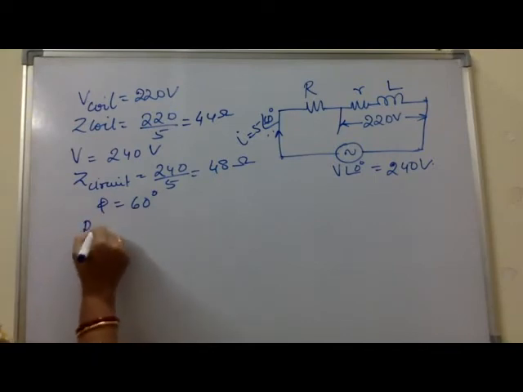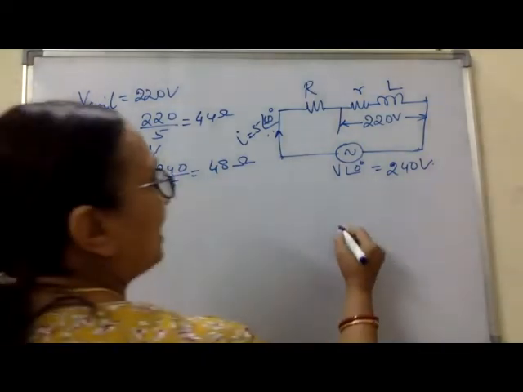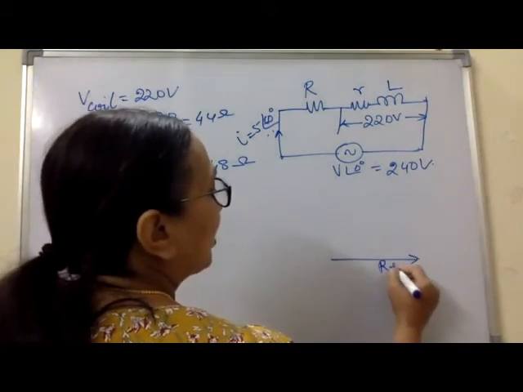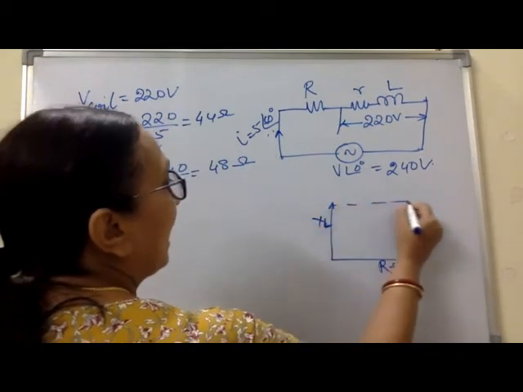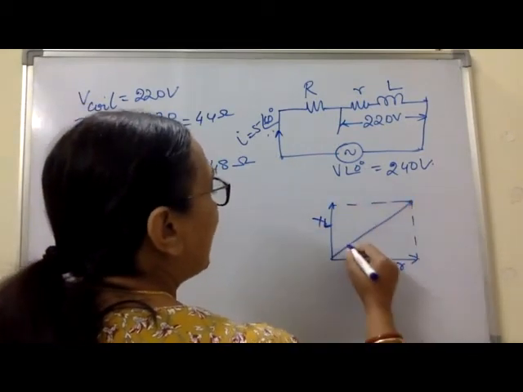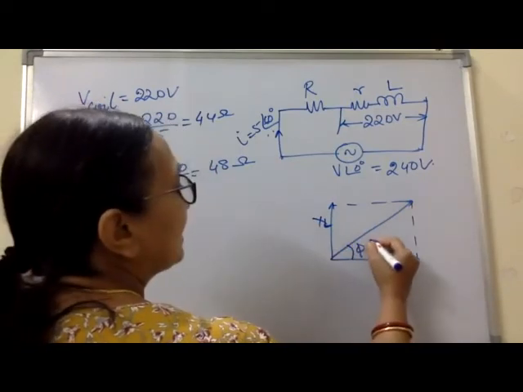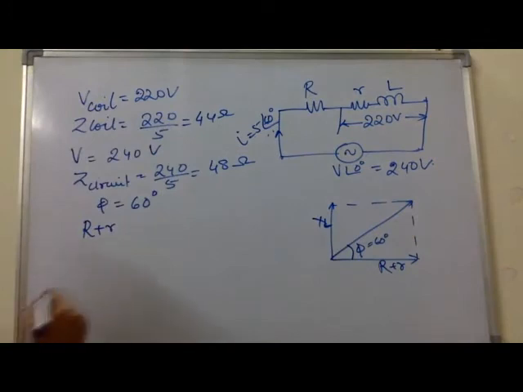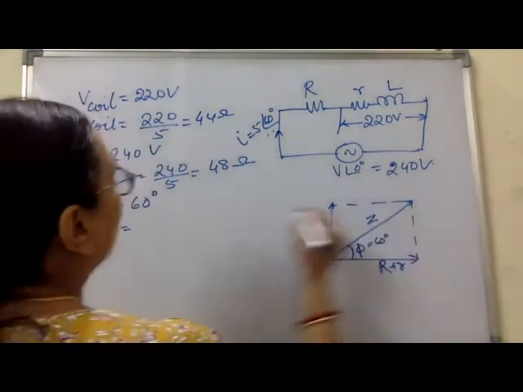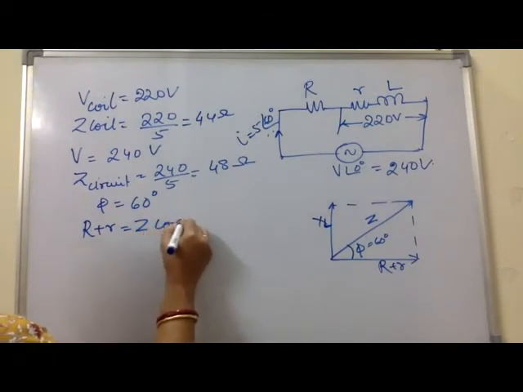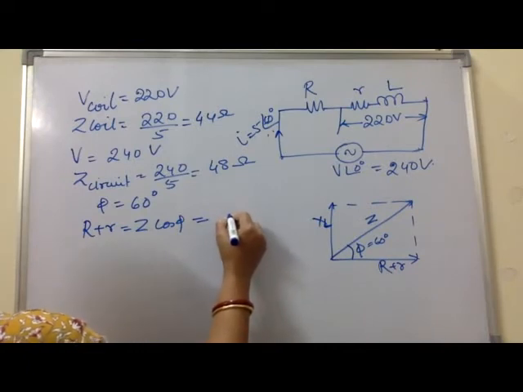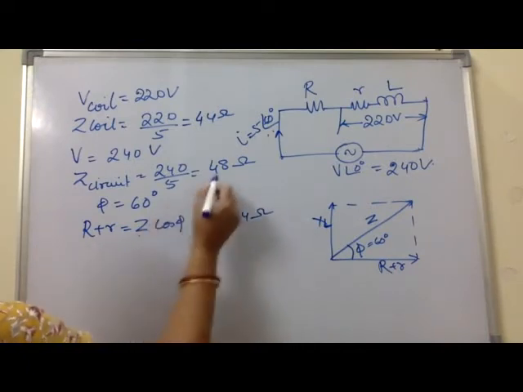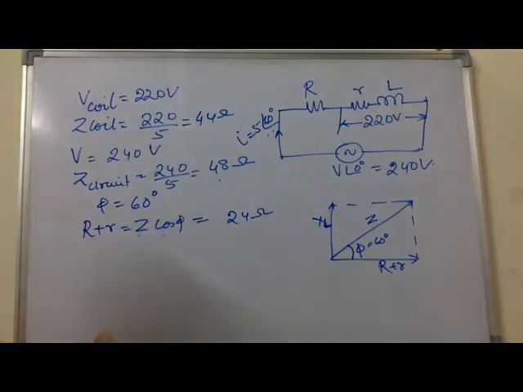Therefore, as per the impedance triangle, the total resistance is R plus r, this is the coil reactance, and this is your Z, and this phi is given to us as 60 degrees. Therefore, your R plus r will be Z circuit cos phi. Z is 48, cos 60 degrees means 0.5. So R plus r is 24 ohms.